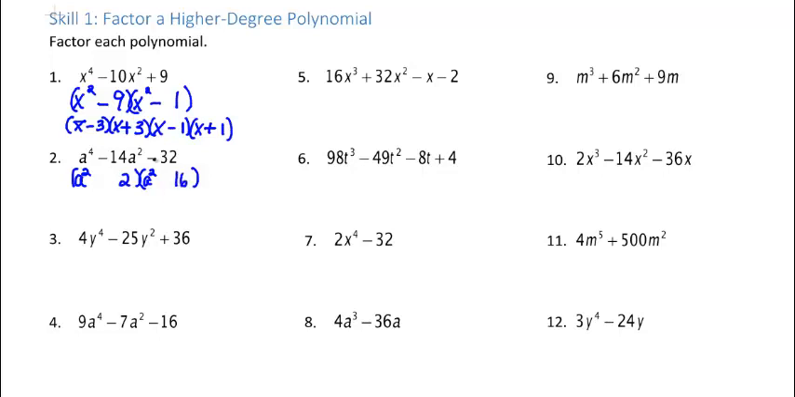We need different signs, and the larger one being negative, so we have a negative on the 16 and a plus on the 2. A squared minus 16 is a difference of two squares, which factors as the product of conjugates a minus 4 times a plus 4.